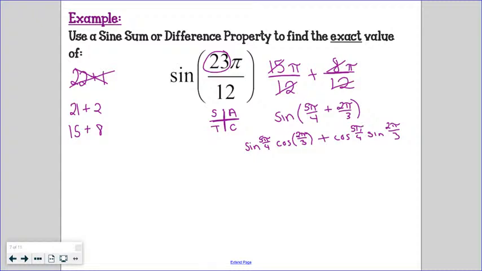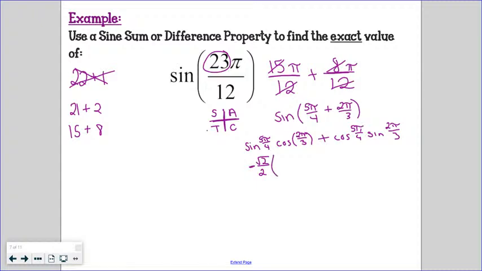For example, this very first problem, sine of 5 pi over 4. 5 pi over 4 puts us into quadrant 3. Well, sine is negative in quadrant 3, so my answer should be negative for 5 pi over 4. Reference angle being pi over 4, sine of pi over 4 is square root of 2 over 2, negative because it's in quadrant 3.